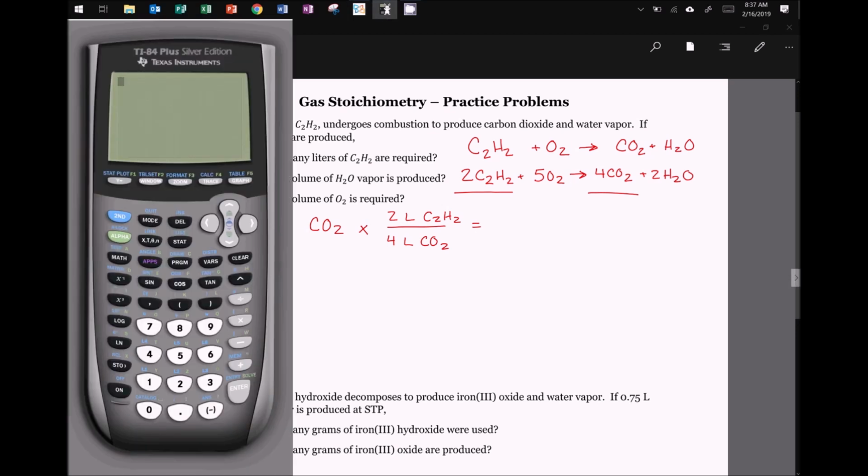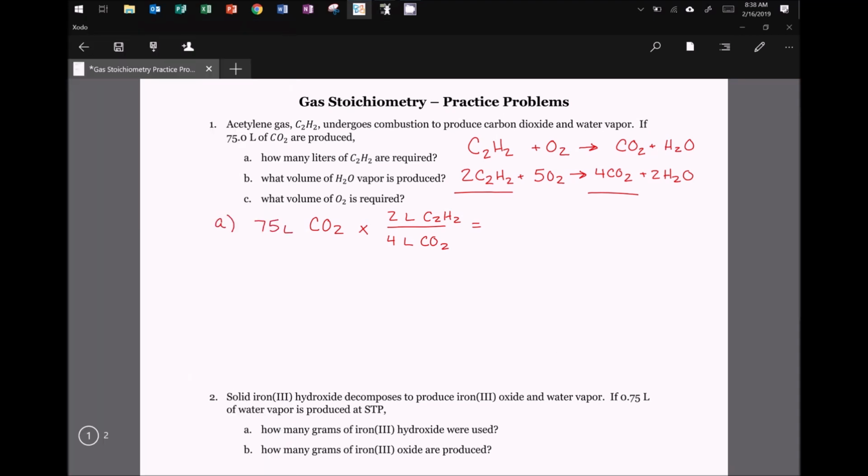And let's see, 75 times 2 over 4 is going to give us 37.5 liters of C2H2. Alright, that'll be the answer to part A.